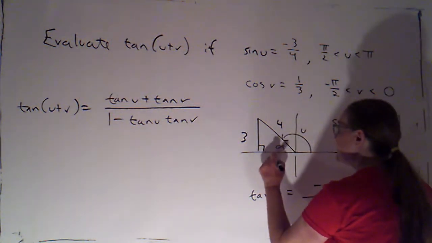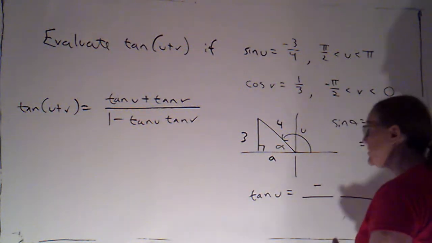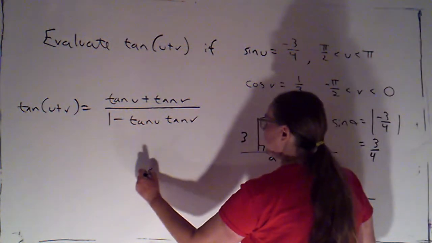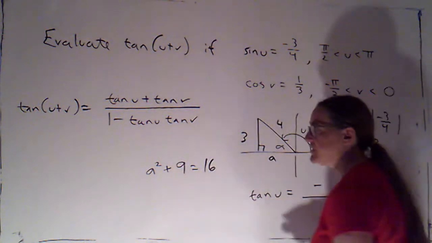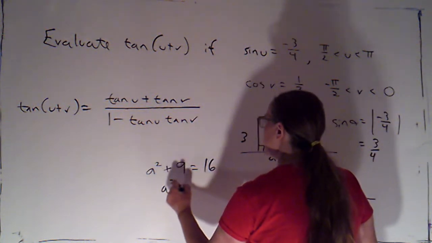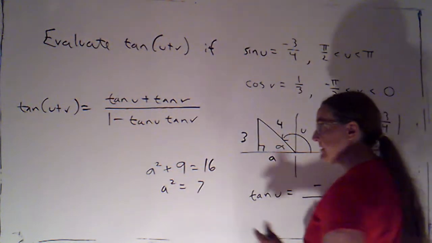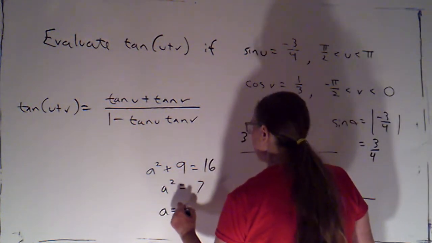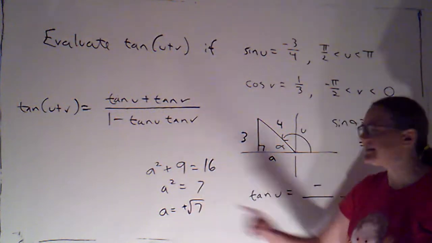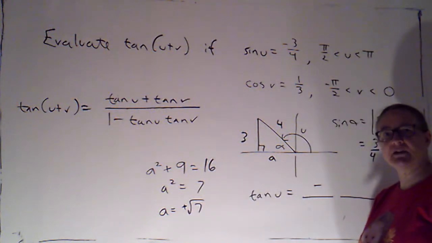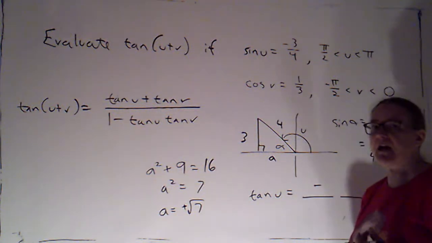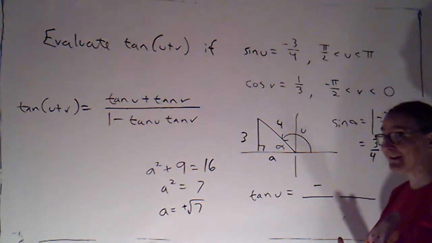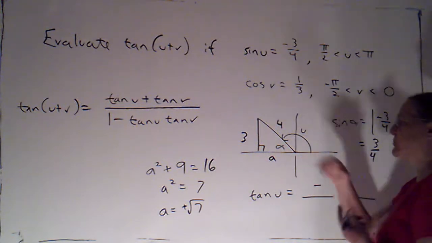So I'm going to call this a for adjacent, and then I'm going to use Pythagoras. So I know that a squared plus 3 squared, which is 9, is equal to 4 squared, which is 16. So a squared is going to be 7. So a is positive root 7. And again, it's not necessary to write that plus sign. I'm just physically writing that to remind myself that algebraically there would be 2 answers, but this was a geometry problem.